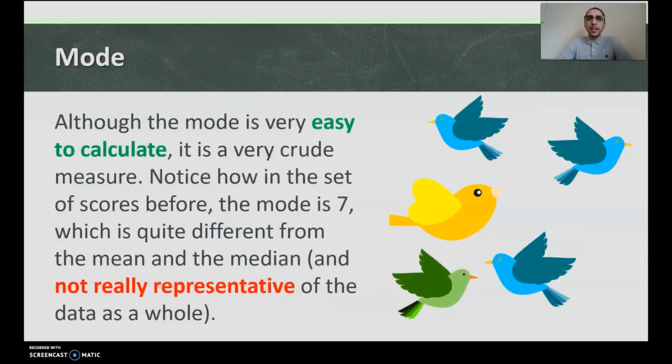Although the mode is very easy to calculate, it is a very crude measure. Notice how in the set of scores before, the mode is 7, which is quite different from the mean and the median. That's not really representative of the whole data. In this picture here, there are 5 birds. Which color bird would be the mode? It would be the blue bird, because blue is the most occurring, the most often one there.